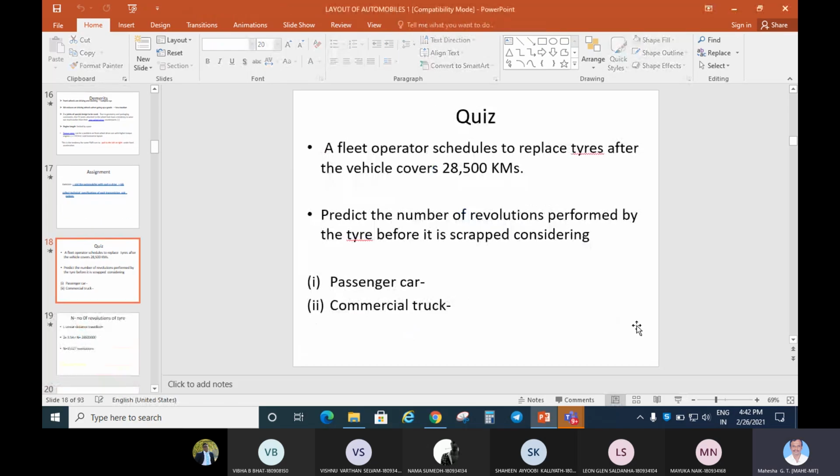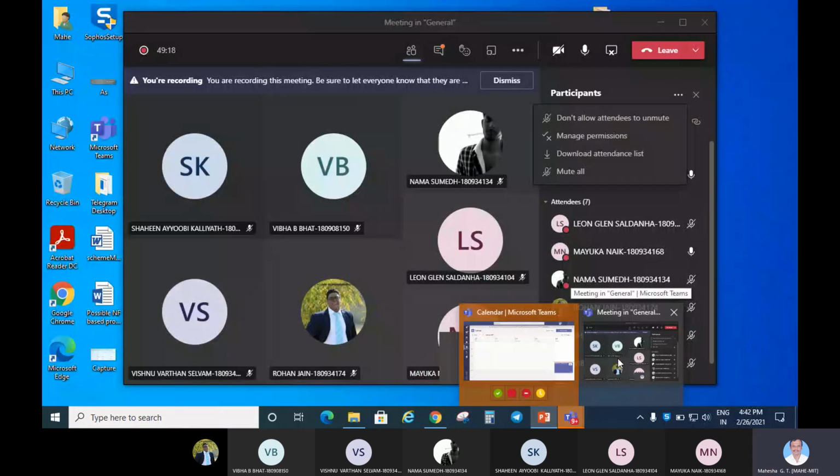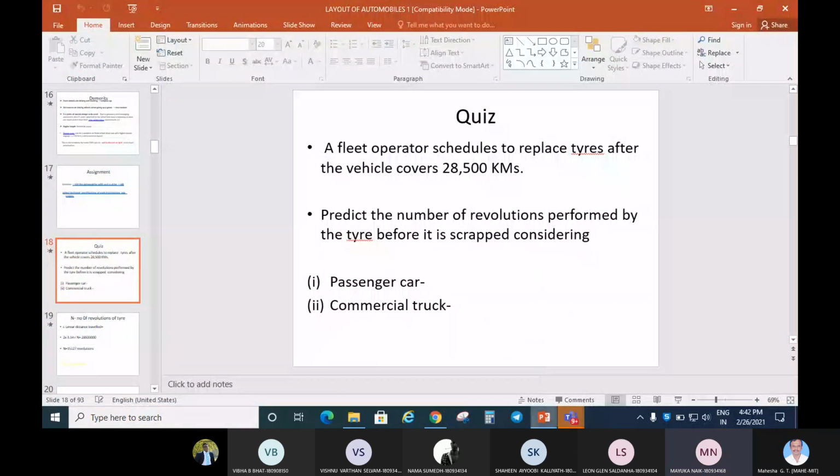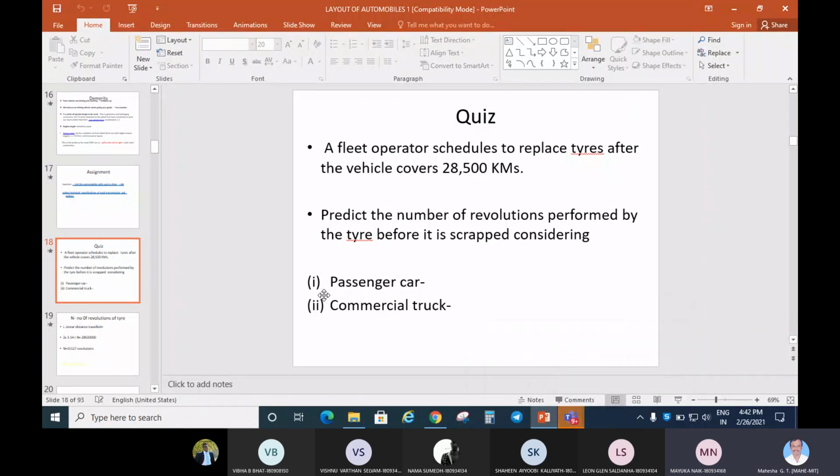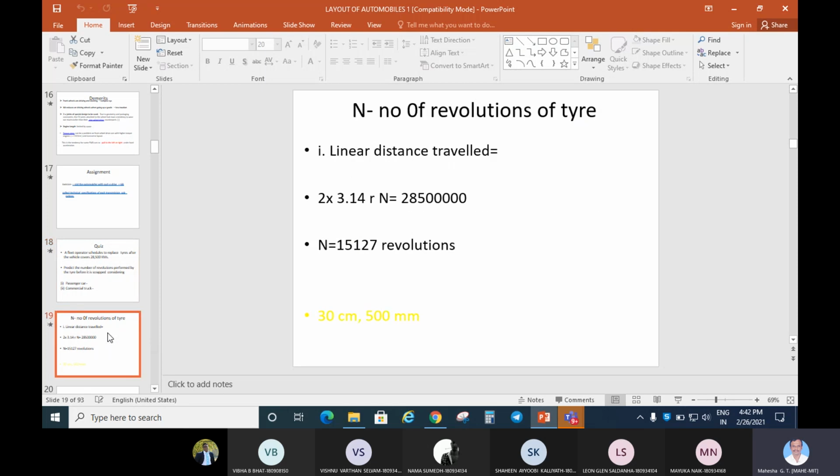Yes, someone there? Sir, I got 2.52 into 10 power 10 revolutions for the passenger car. Who is this? Tell your name. Mayuka, sir. Mayuka. When answering, you should always tell your names. So this is the step. Is it the same thing that you got?